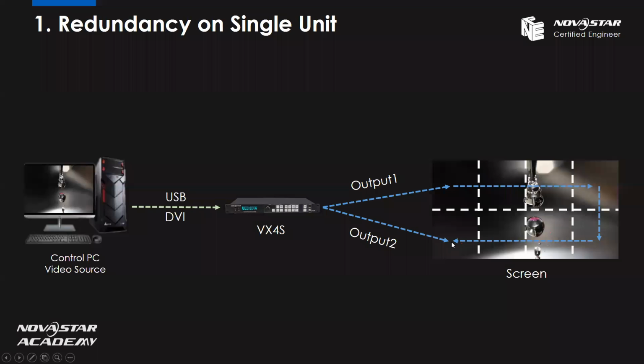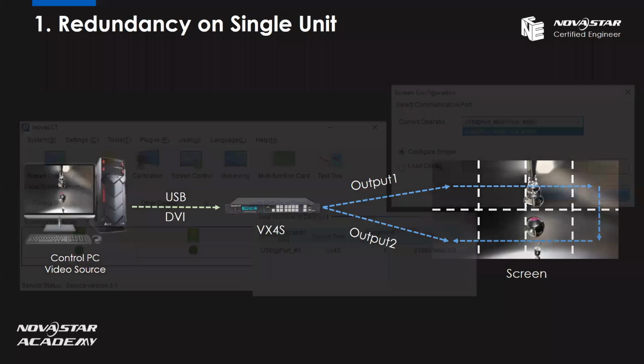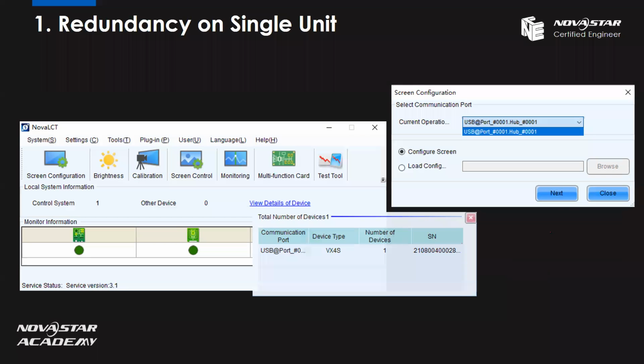So in this chart, let's see what we need to do on the software. In the NovaLCT, after we log in the user, we can find the control system is 1, because there is only one control system. When we click view details of device, we can see we are using VX4S and the number is 1, so this controller is detected successfully.